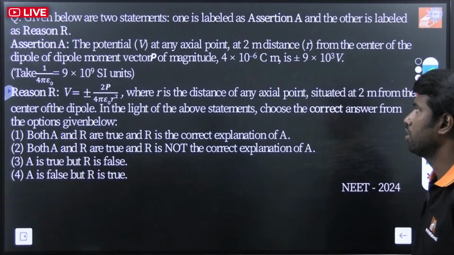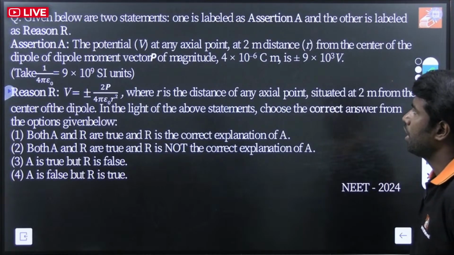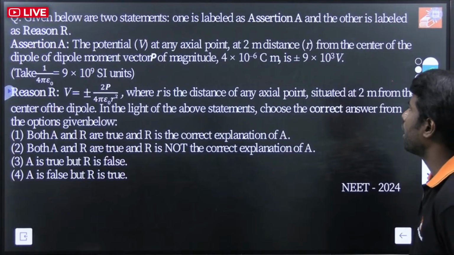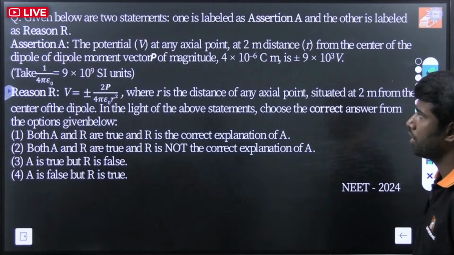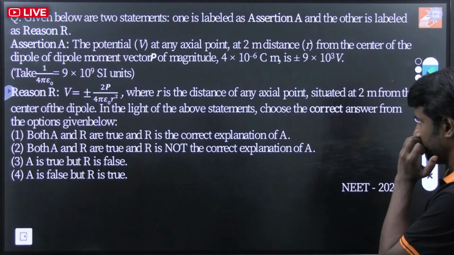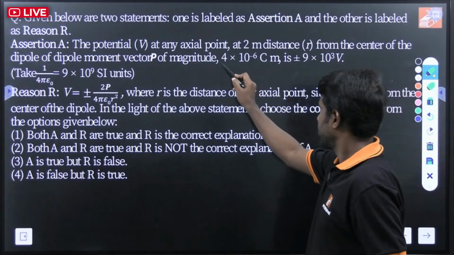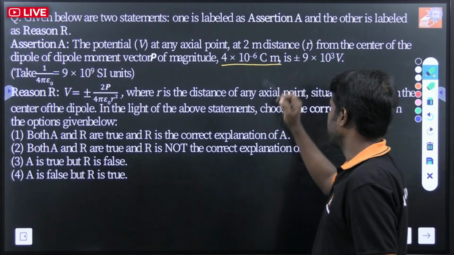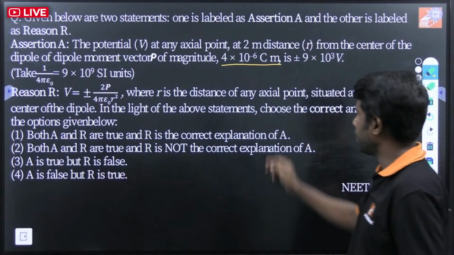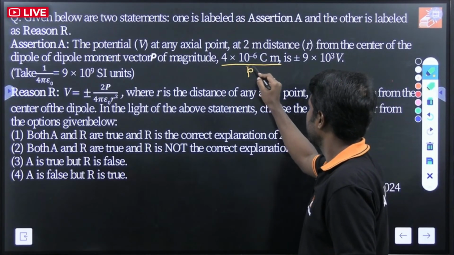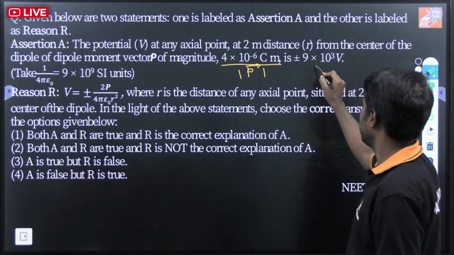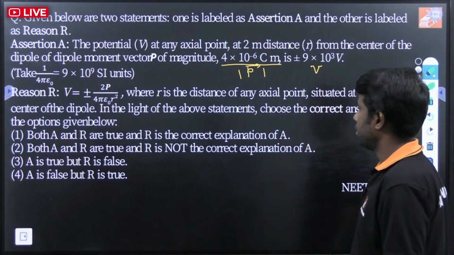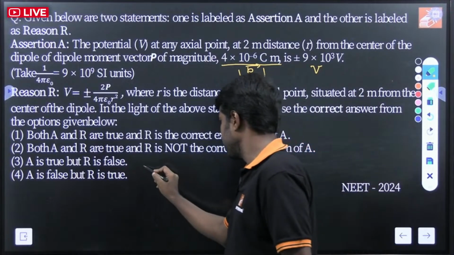Assertion, what they said? The potential V at any axial point at 2-meter distance r from the center of a dipole of dipole moment P vector of magnitude 4 into 10 power minus 6 coulomb meter. So this one is given, the dipole moment P vector magnitude, and the potential is given. So let's see the diagram.